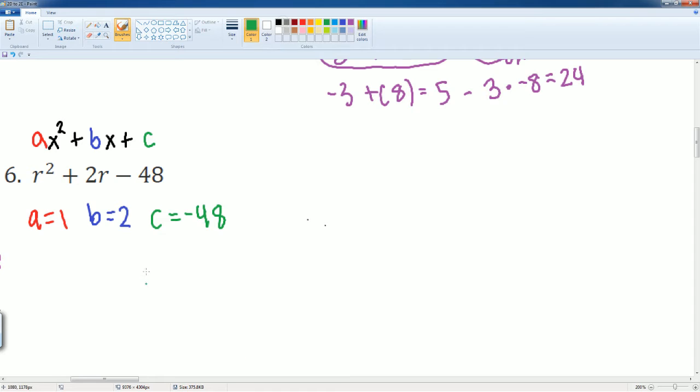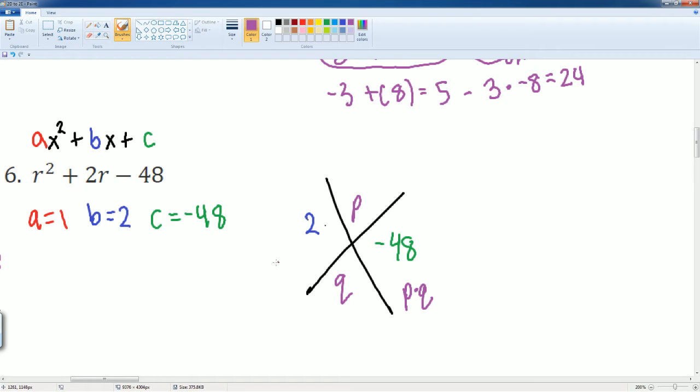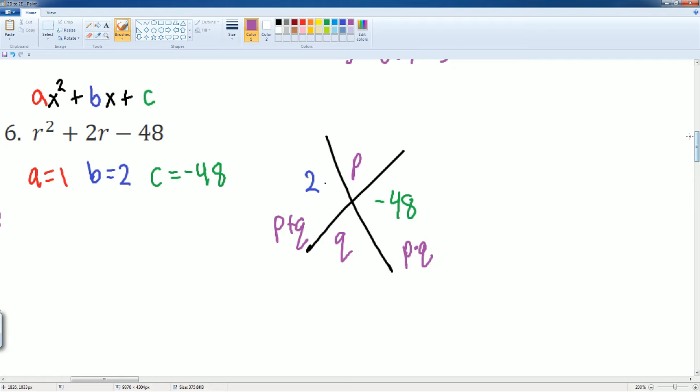Okay, it is the same process because since A equals 1, we can use our X method to find P and Q. We know we want to find two numbers such that they multiply to make negative 48, and that add up to 2. Okay, P and Q such that they multiply to make negative 48 and add up to make 2. All right, let's go through my possibilities to see if anything is possible here.